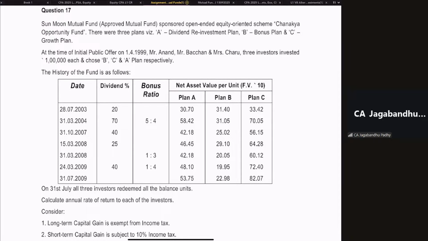So there were three plans named: dividend reinvestment, second is a bonus plan, and third is a growth plan. In the dividend reinvestment plan, the mutual fund declares dividends at regular intervals. But these dividends are not paid out to you in the form of cash. Rather, they are paid out in the form of additional units. Every time the mutual fund declares a dividend, you get dividend units, and your number of units will keep on accumulating.